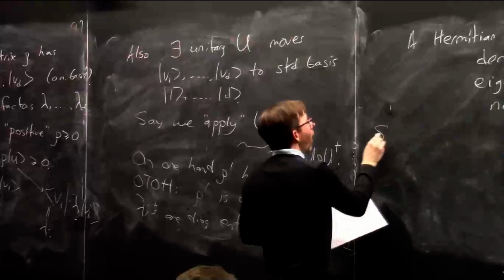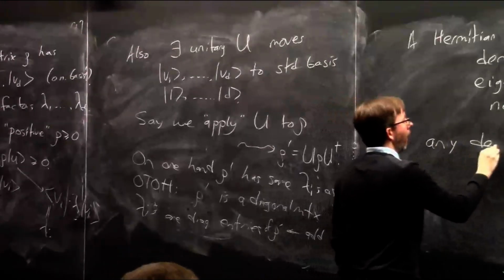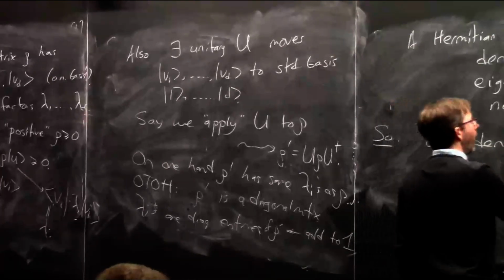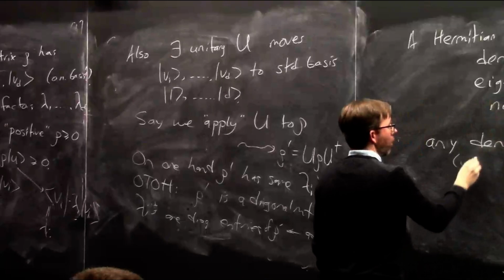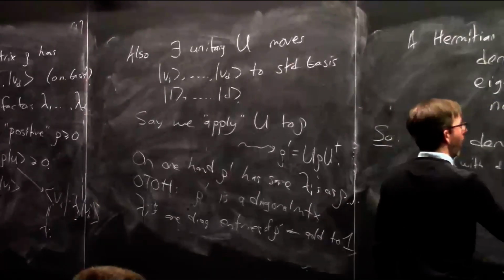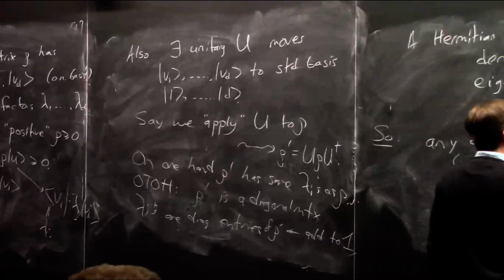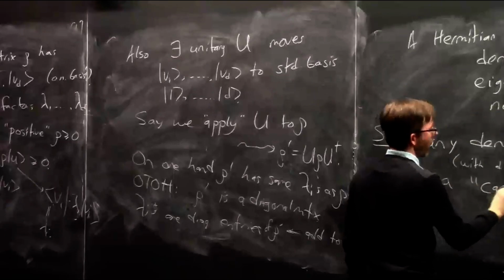So as a consequence, any density matrix rho, now let me write in small letters here for a second, with distinct eigenvalues, has a canonical mixed state associated to it.